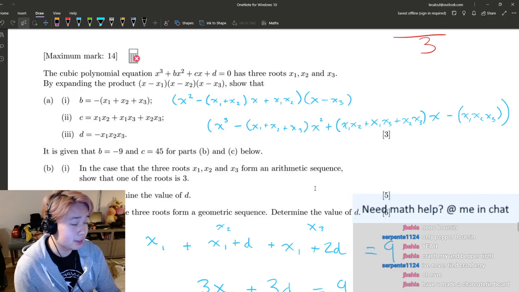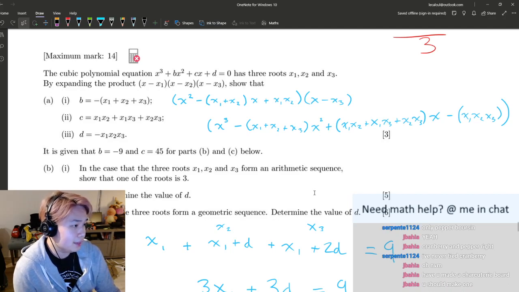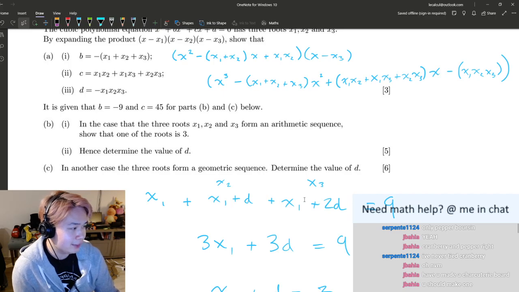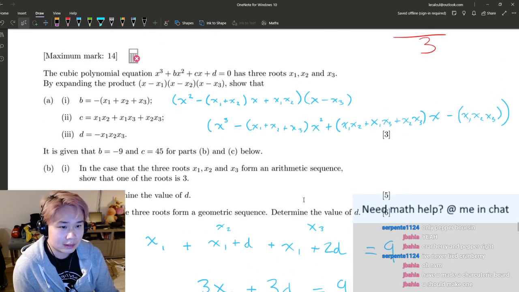Have you made a charcuterie board? No. I've had lots of charcuterie boards. Our Pro D days, when we were allowed to have them, we always have this massive charcuterie board made by the committee. And it's really good.